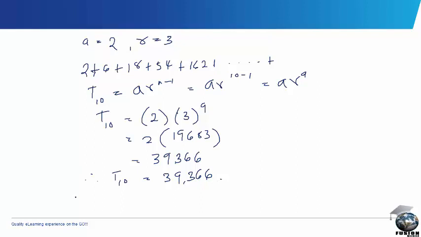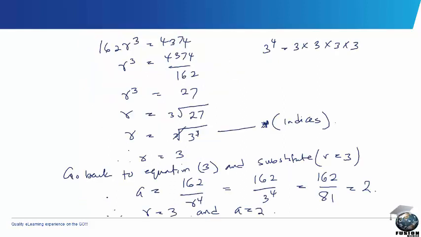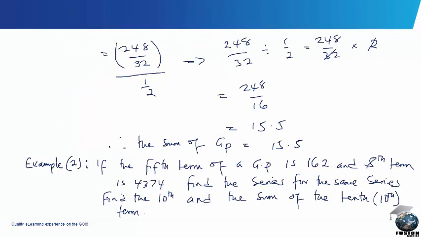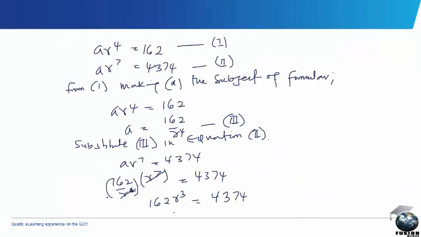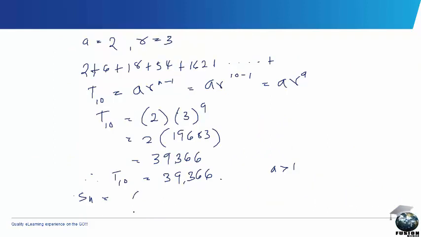The sum of the first 10 terms is given as Sn. Knowing that r is greater than 1, what's the formula we have there? For r greater than 1, we have Sn equal to a in a bracket of r raised to the power n minus 1, all over r minus 1. I've just reminded you.